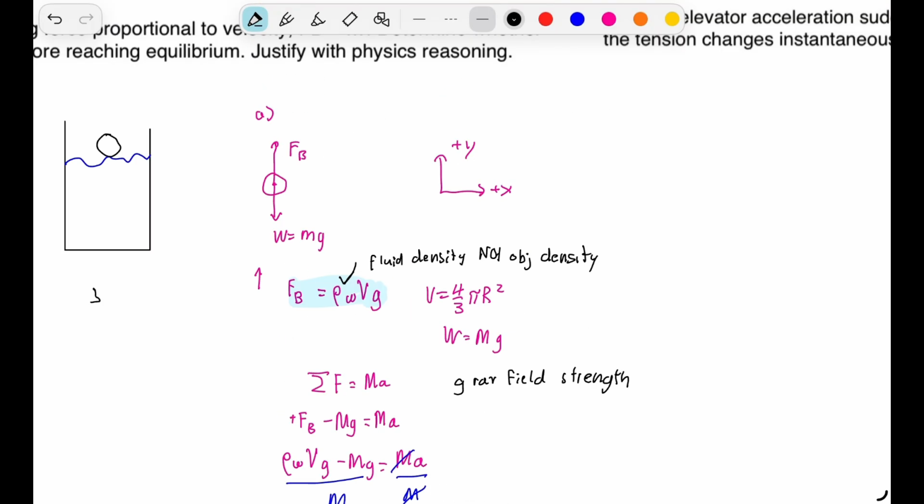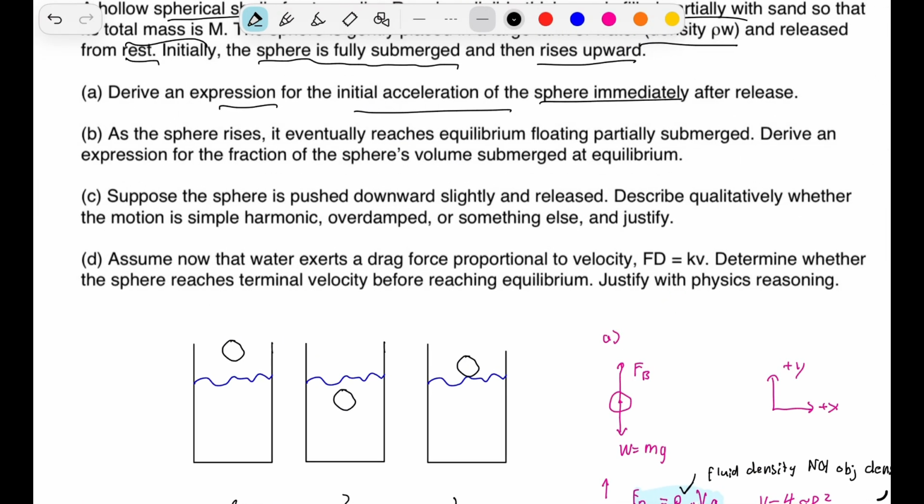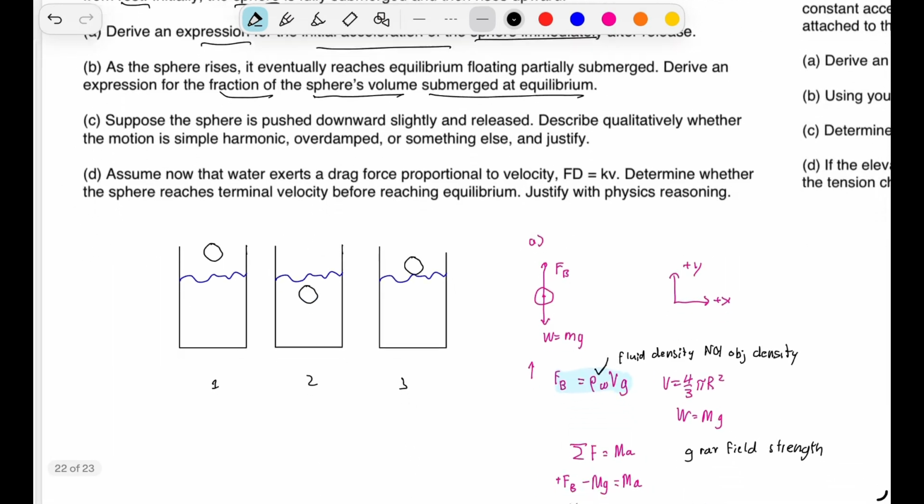So let's do our part B. Part B says that as the sphere rises, it eventually reaches equilibrium, floating partially submerged. Derive an expression for the fraction of the sphere's volume submerged at equilibrium. So how can we figure this out?